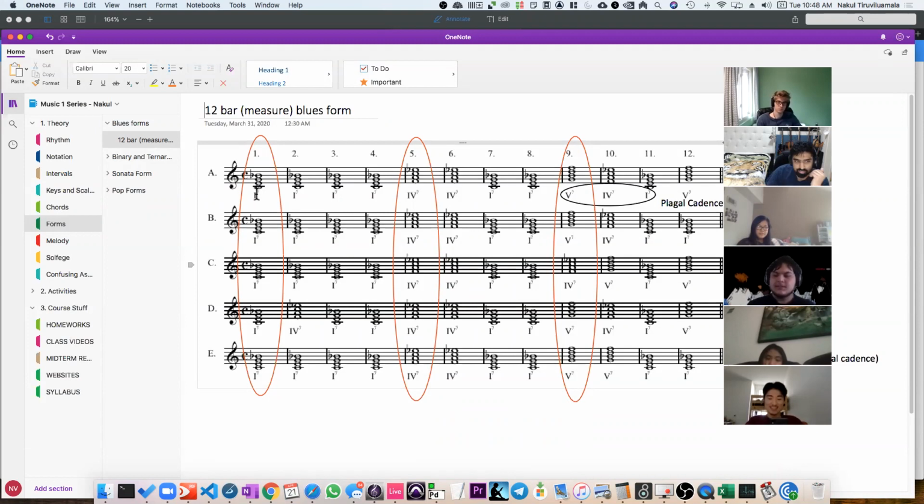Okay, so that's the 12-bar blues form. Very appropriately named, it has 12 measures or 12 bars. And it has these particular chords at these particular moments, for the most part.